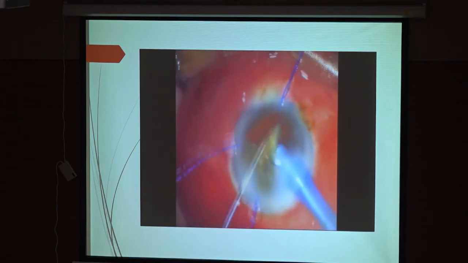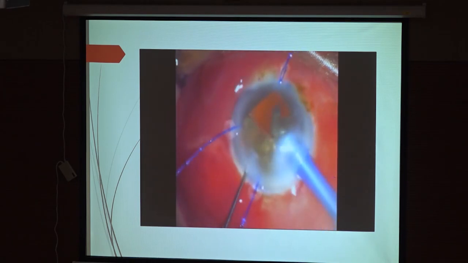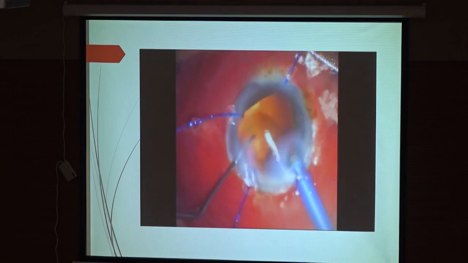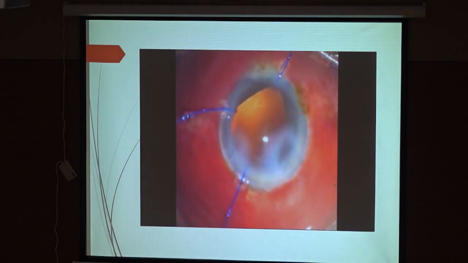And if you take your chopper behind the equator, then probably you will get complete chop. If you are superficial, you won't get deep chop. Your posterior plate will always be intact.